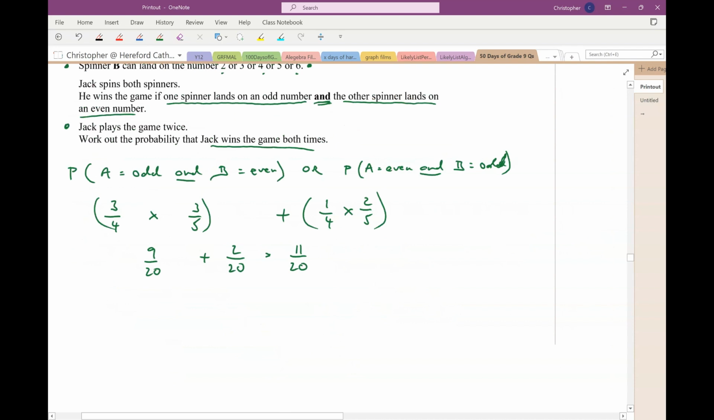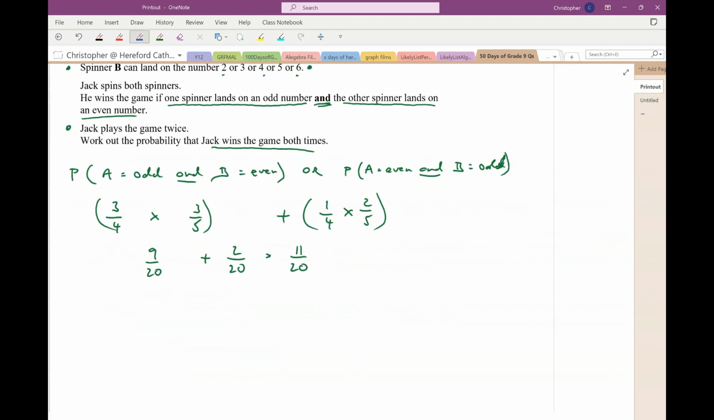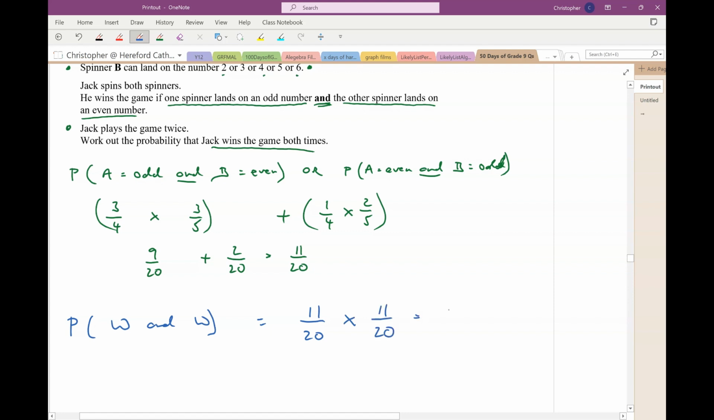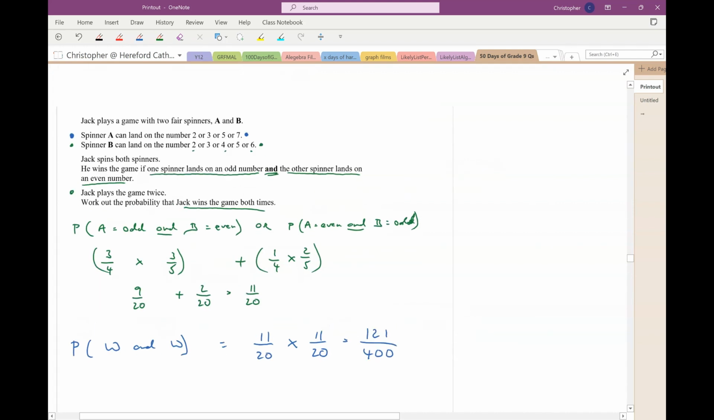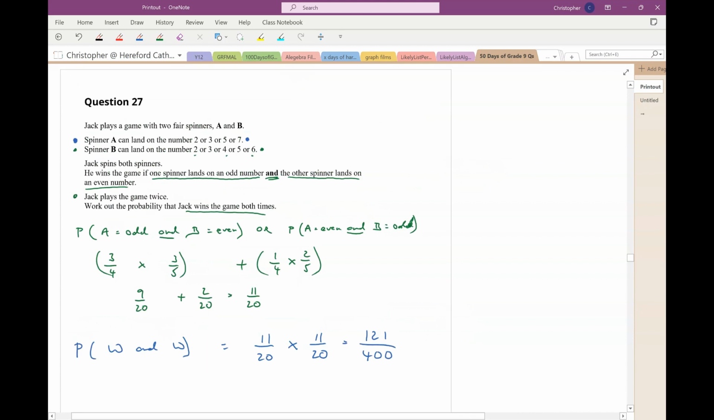So if he plays twice, what's the probability of winning both games? The probability of a win and a win. Well, it's going to be 11/20 times 11/20. So 11 times 11 is 121, over 20 times 20 is 400. And that's my solution to question 27.